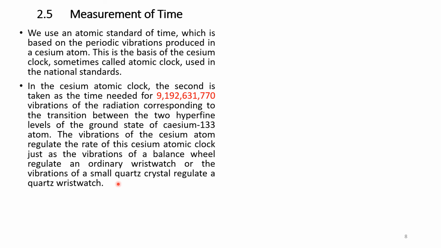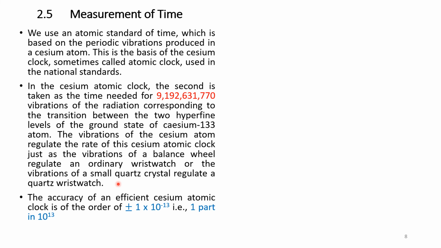And cesium atomic clock is known as the atomic standard clock. The accuracy of an efficient cesium atomic clock is of the order of plus or minus 1 into 10 to the power of minus 13, that is 1 part in 10 to the power of 13, that is the stability of the atomic clock.